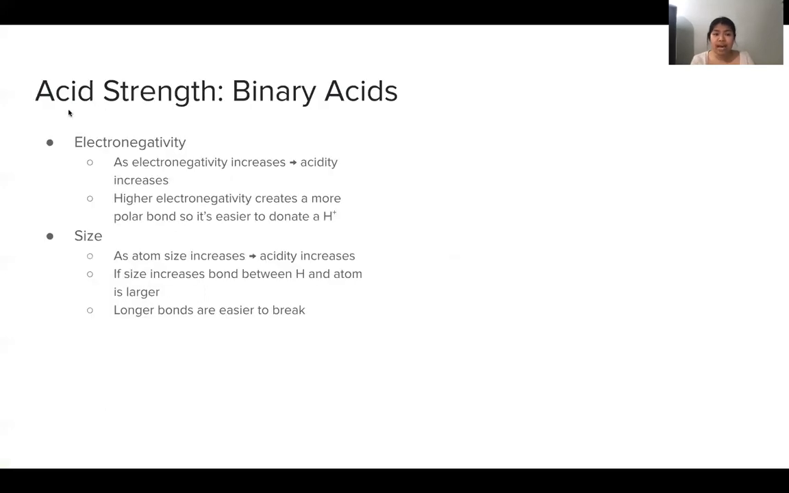So let's start with acid strength for binary acids. For binary acids, there are two things you really want to look at, and that's electronegativity and atom size.